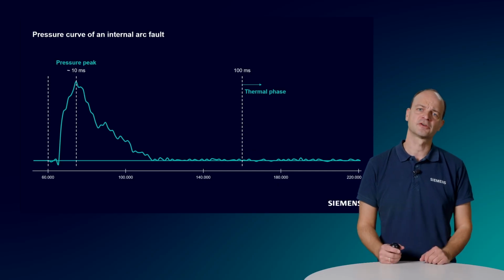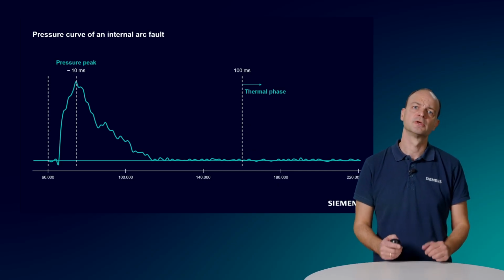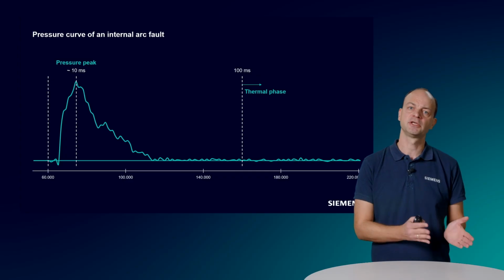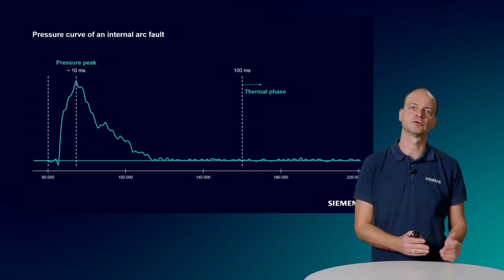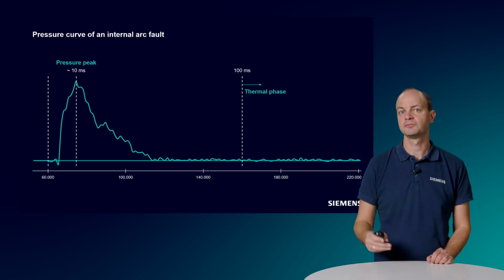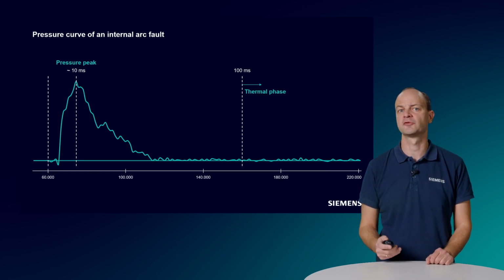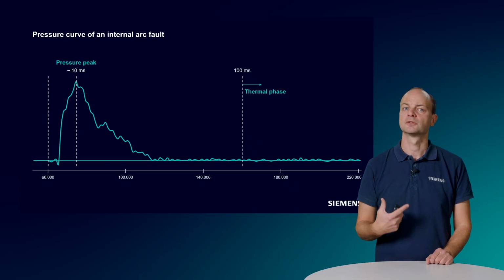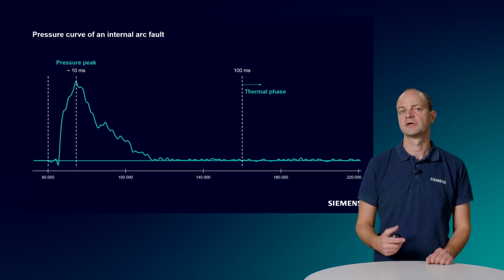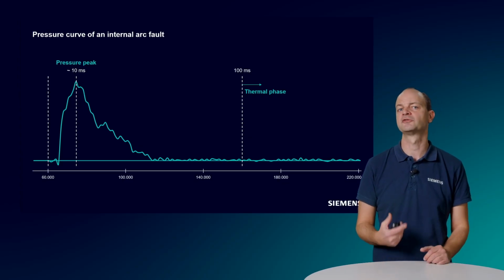So let's see how an arc flash causes damage. The degree of damage caused by arcing depends principally on the duration of the arc. In the beginning, we see a strong pressure peak after around about 10 milliseconds. The pressure is then decreasing, but after 100 milliseconds the thermal phase starts. The consequence is that you cannot avoid the pressure peak with the conventional approach to trip the circuit breaker, as the circuit breaker will need round about 50 milliseconds to open.